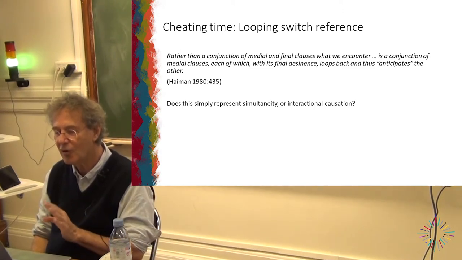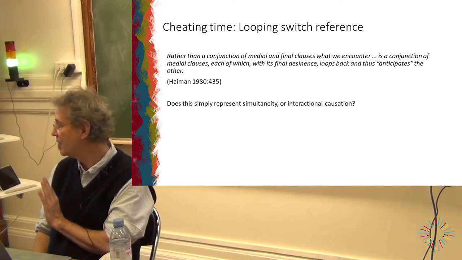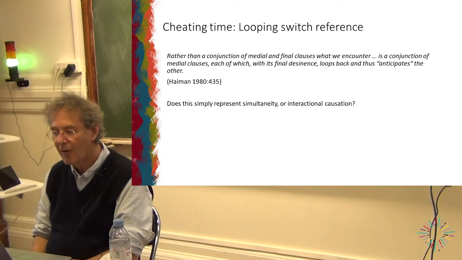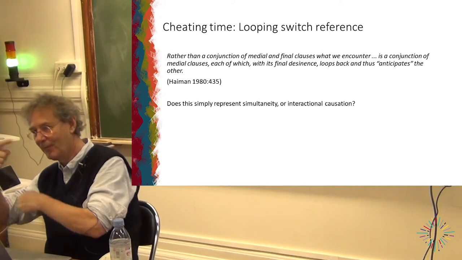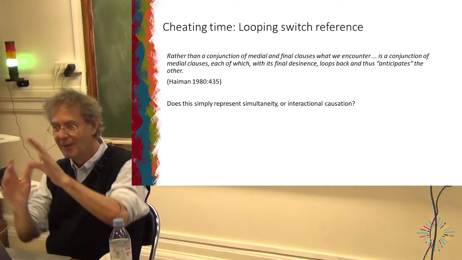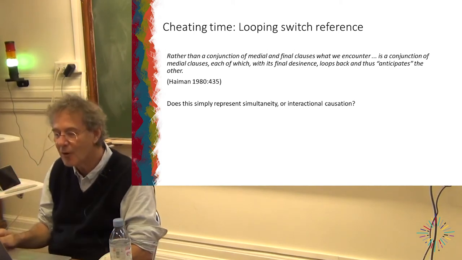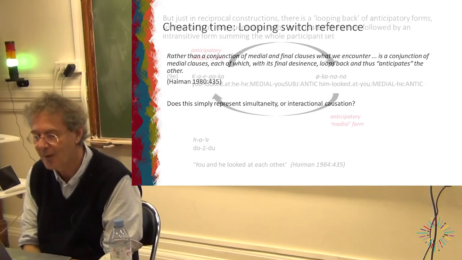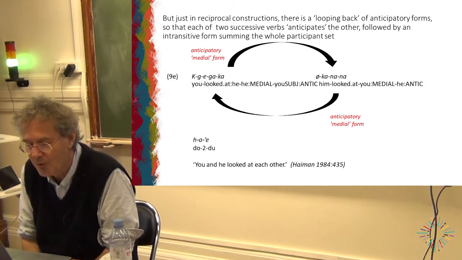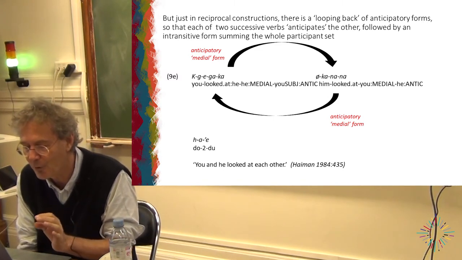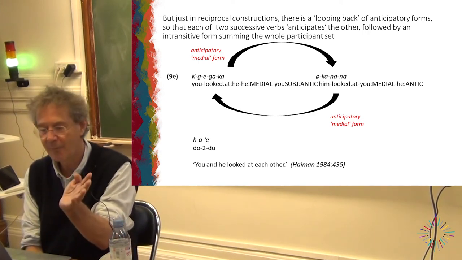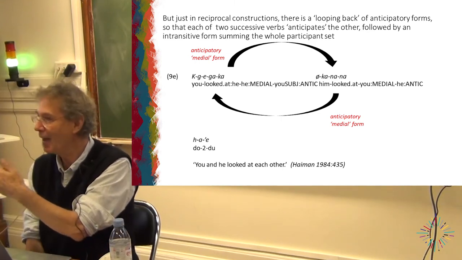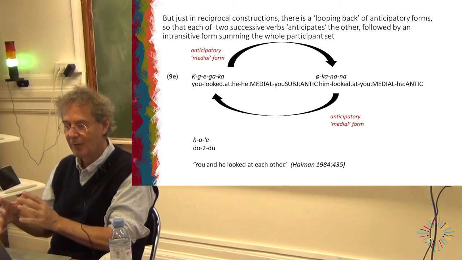So he says, rather than a conjunction of medial and final verbs, what we encounter in reciprocal constructions is a conjunction of medial clauses, each of which, with its final resonance, loops back and then anticipates the other. So you're sort of caught in this kayak roll or death roll between two verbs. Each one is before the other one in terms of its morphology. So you get things like this just in reciprocal constructions. If you look at 9E carefully, you've got the first word, kagegaka, he looked at you, and then you coming up, and then you looked at him, and then he coming up, coming back, and then you close it all up with they two did.